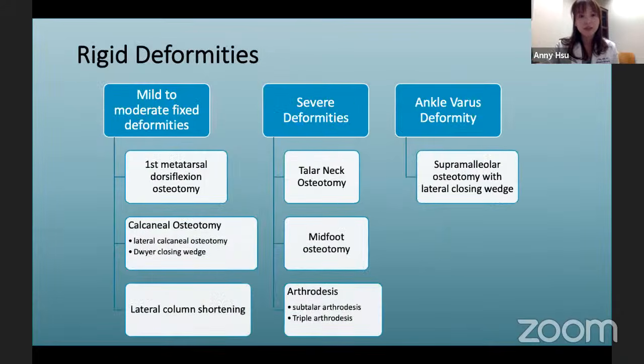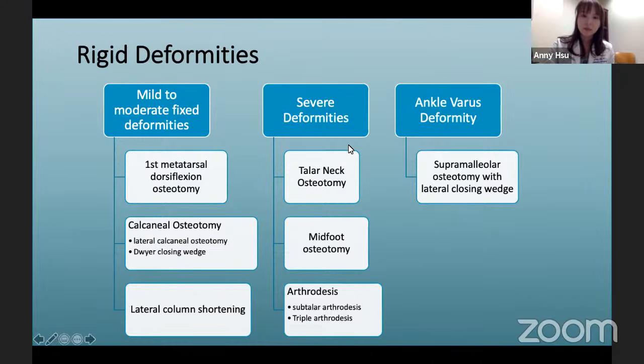Now, moving on to more severe rigid deformities, we have to use something that is a little bit more powerful in addition to soft tissue correction. So for mild to moderate fixed deformities, the main workhorse would be first metatarsal dorsiflexion osteotomy to elevate that plantarflexed first ray, and also to do a calcaneal osteotomy, which can be done in different flavors with a lateral calcaneal slide or Dwyer's closing wedge osteotomy. Sometimes even with these two combined, this is simply not enough to really correct a severe deformity, and a lateral column shortening may also be performed over the cuboid or the calcaneocuboid joint.